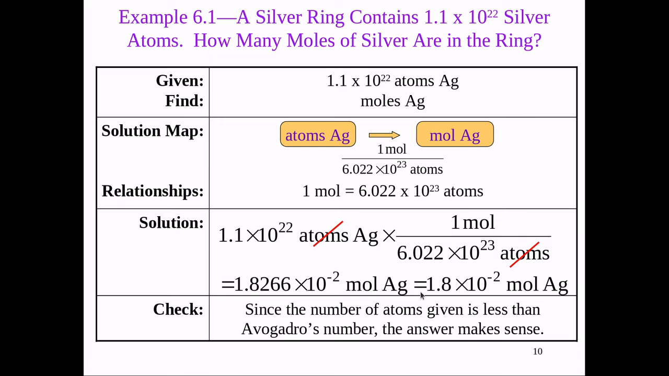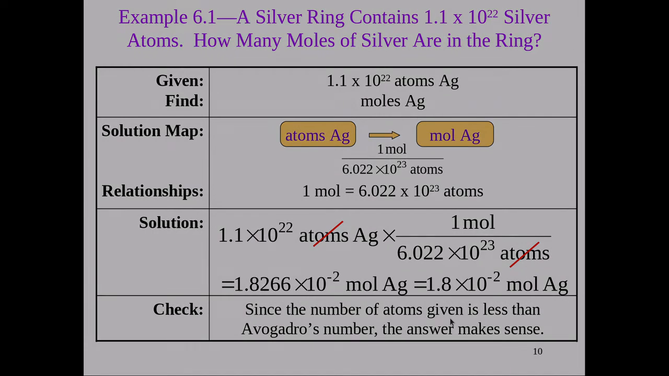If we do a quick check, we'll see that this number was less than Avogadro's number, right? Avogadro's number is times 10 to the 23rd. This is times 10 to the 22nd. It's a smaller number, okay? Therefore, we should have gotten less than 1 mole, right? Because 1 mole is times 10 to the 23rd. We had fewer than that. This should be a number smaller than 1 mole.